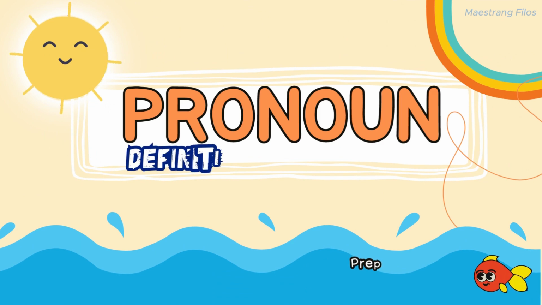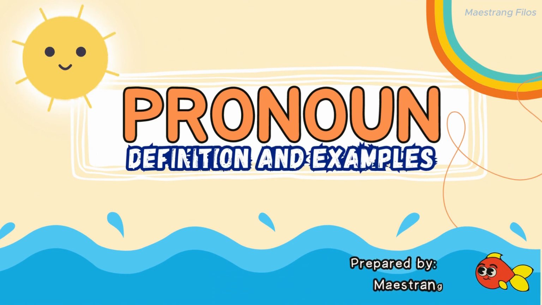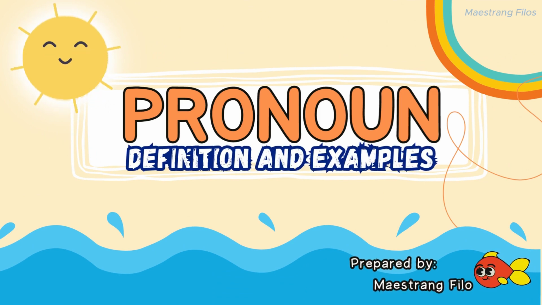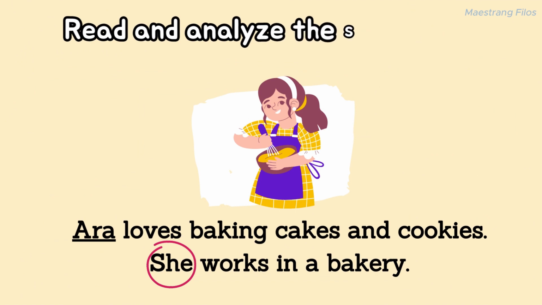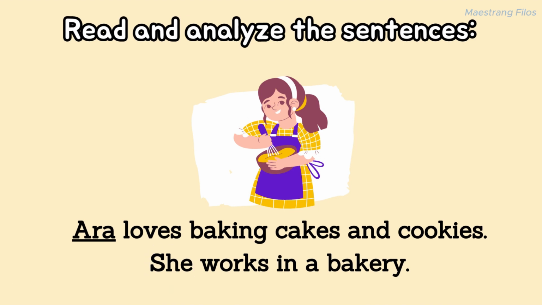Today, we are going to learn about pronouns, its definition, and examples. Are you ready, kids? Let's go! Let's read and analyze the following sentences. First, Ara loves baking cakes and cookies. She works in a bakery. The underlined word is Ara. It is a noun. In the next sentence, the word she is encircled. It substitutes the noun Ara.